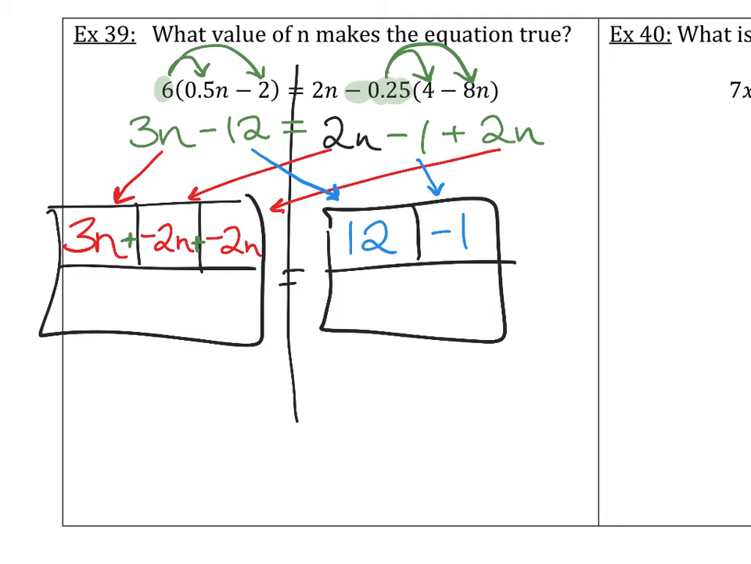Add the coefficients, the numbers right there, the big numbers in front. That'd be 3 plus negative 2 plus negative 2. You are correct, it is negative 1n. And then add the other side. 12 plus negative 1, 11. Great. I'm almost done.